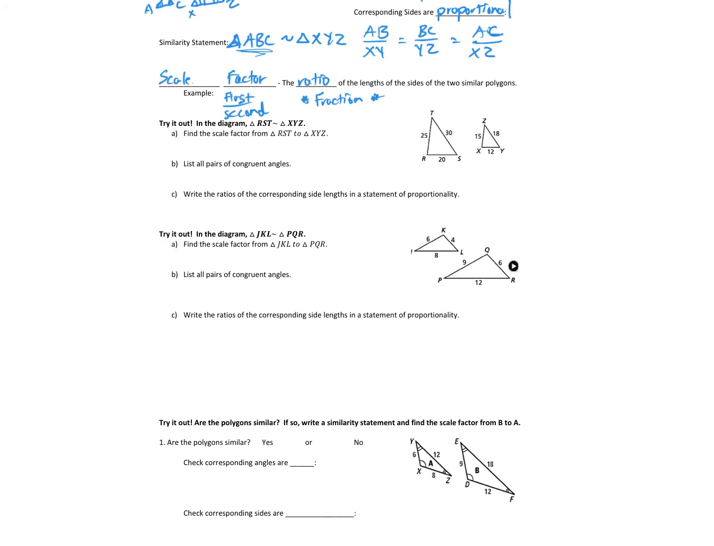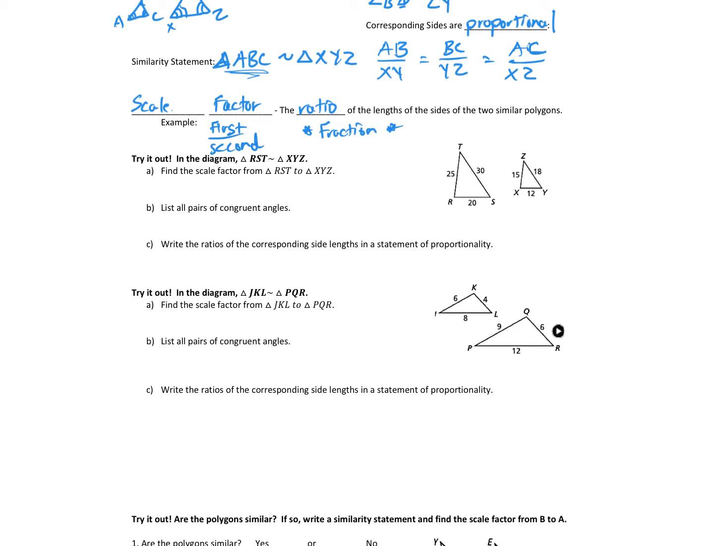So let's find the scale factor here. Look, they name RST. That is first, so that's going to be my numerator, to XYZ. And I know that is going to be in my denominator. To do this, I'm going to pick one side and I'm going to use the proportion to its corresponding side. So its corresponding side is here. So my ratio, my scale factor is going to be 25 over 15. And you can pick any side and it will work. Any corresponding sides, it will be the exact same scale factor.